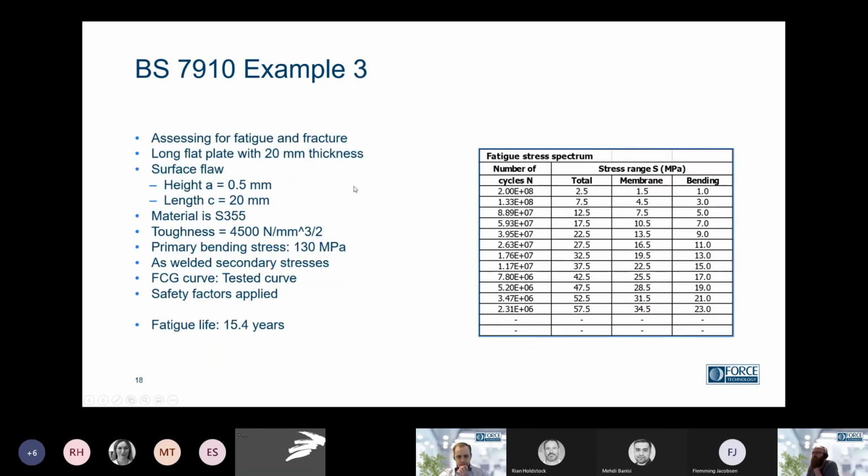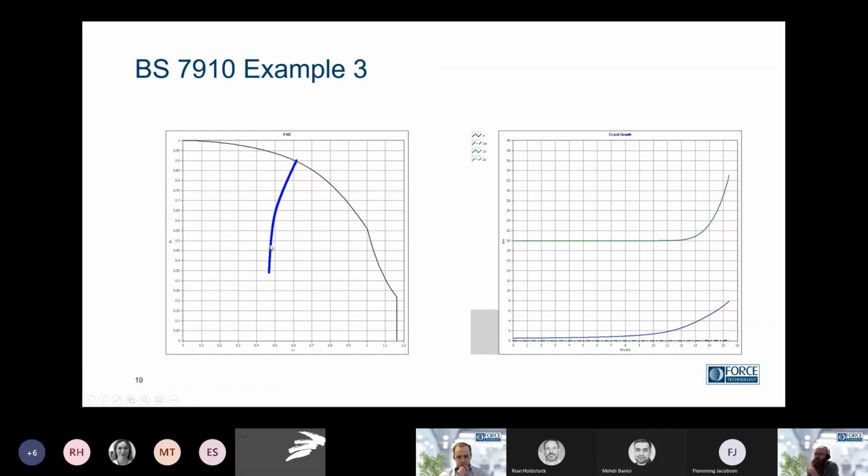The next example is the same as the one before, but I've used the as tested curve I showed earlier, where we had increased both the threshold and the fatigue curve was a little bit better. The fatigue life here is increased to 15.4 years. And again, you can see the same failure assessment diagram. There are a lot more points. And again, the crack grows from 0.5 millimeters to 8 millimeters. This time it's more than 15 years before we reach the critical flaw size.